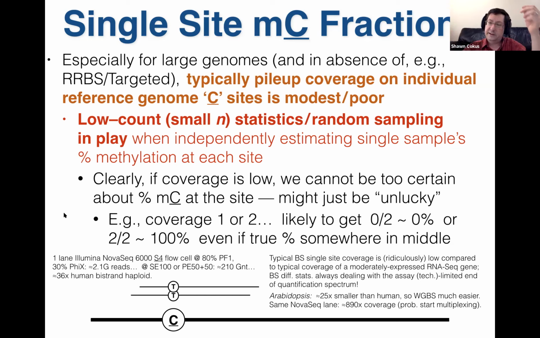To give you an idea of what you can get on a current platform, take the throughput winner right now, which would be an Illumina NovaSeq 6000 running an S4 flow cell.